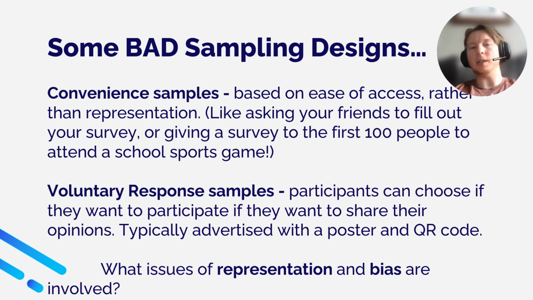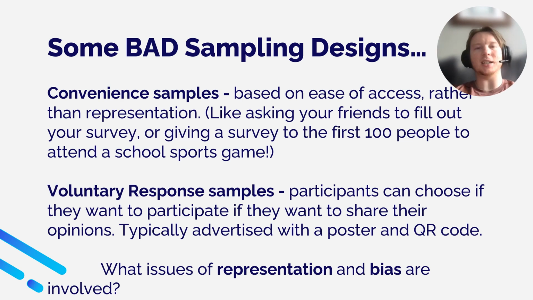We also want to talk about some bad sampling designs. So the first one is convenience samples. This is like asking your friends to fill out a survey or giving the survey to the first 100 people to show up to a school sports game. Obviously, if the question is sports focused, then that feels like it's going to be kind of a biased sample. You're getting these people that are really excited about showing up.